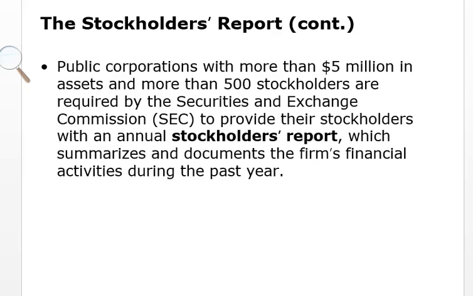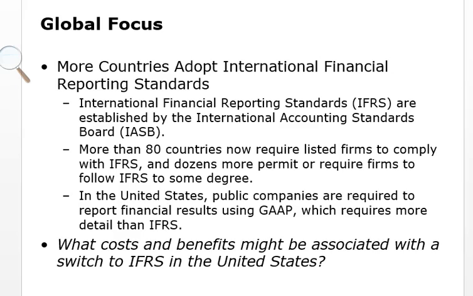All right. So public companies with more than $5 million in assets and more than 500 stockholders are required by the SEC to file a shareholders report. If you're a private company, you don't have to, and if you're a very small company, you don't have to either. But if you have 5 million in assets and 500 stockholders, you must file a shareholders report with the SEC. So that is the size limit.